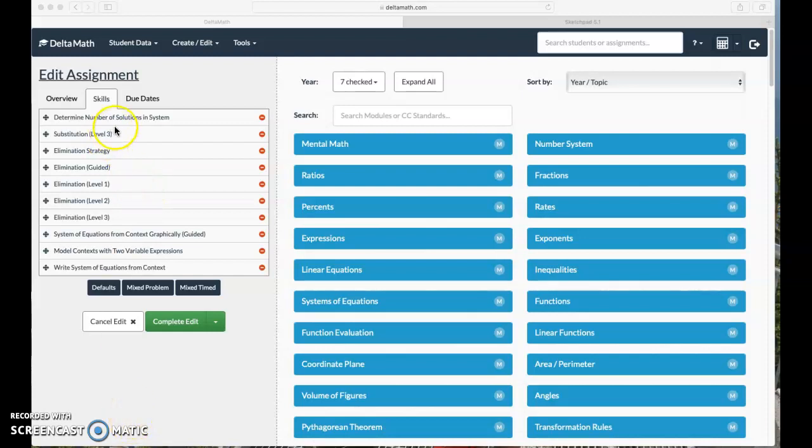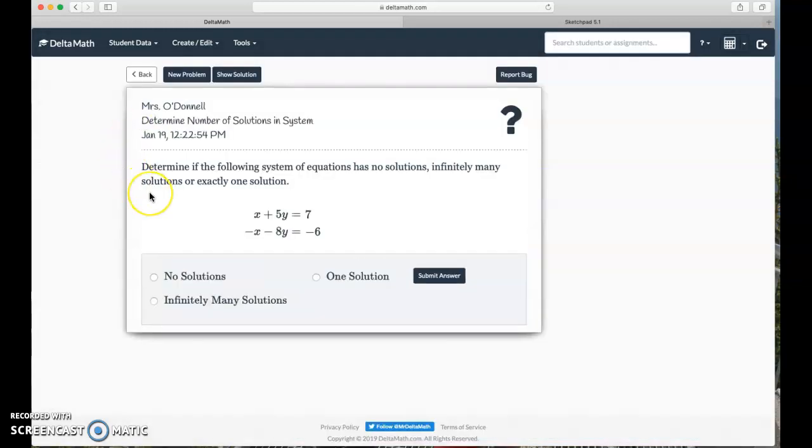All right, our first Delta Math section is to determine the number of solutions in a system. So determine if the following system of equations has no solutions, infinitely many solutions, or exactly one solution.